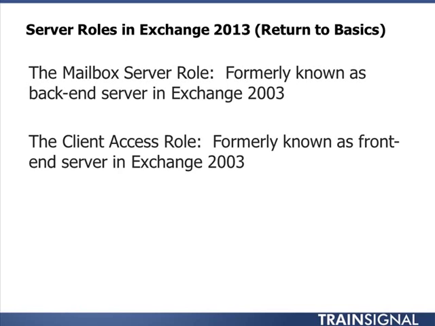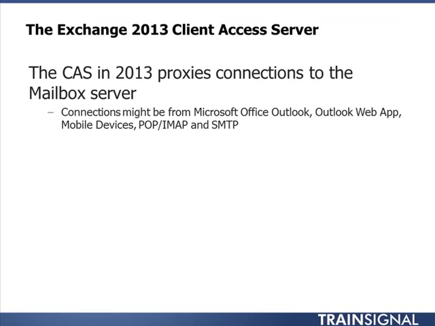How do the modern roles play out when it comes to merging them into these 2 roles that we see here? Well, let's first look a little bit deeper at the client access role and see what the client access role is designed to do in Exchange 2013. So for starters, the client access in 2013 proxies connections to the mailbox server. Now those connections might be from Microsoft Office Outlook, Outlook Web App, which is the browser-based flavor of Outlook, mobile devices that have ActiveSync connectivity.